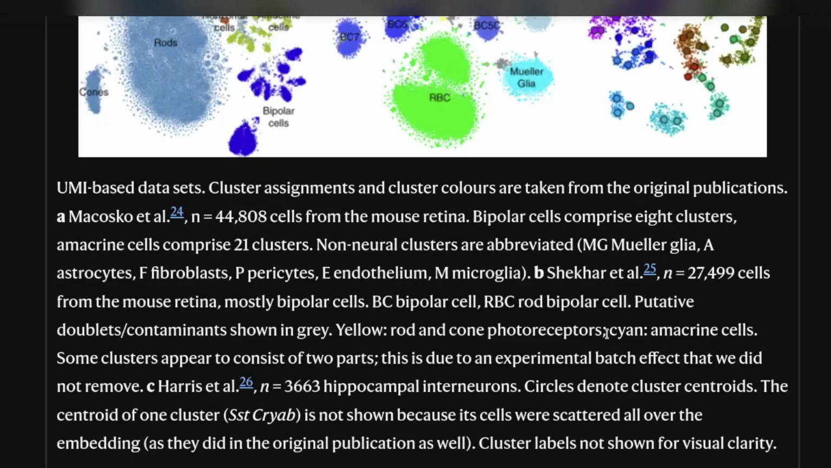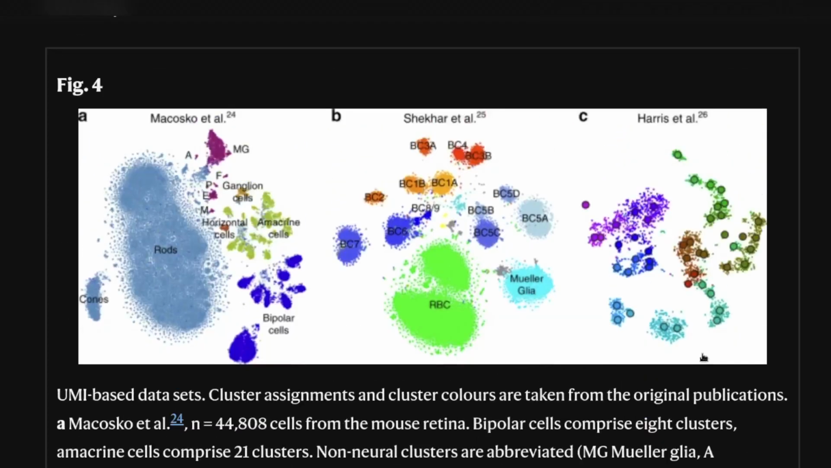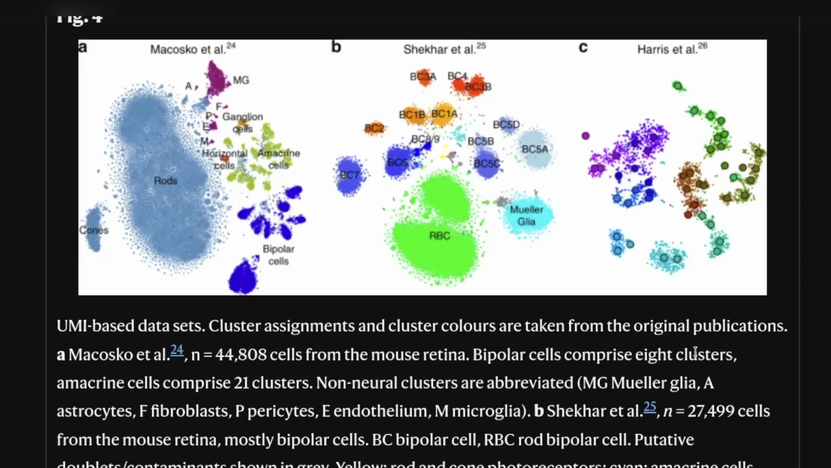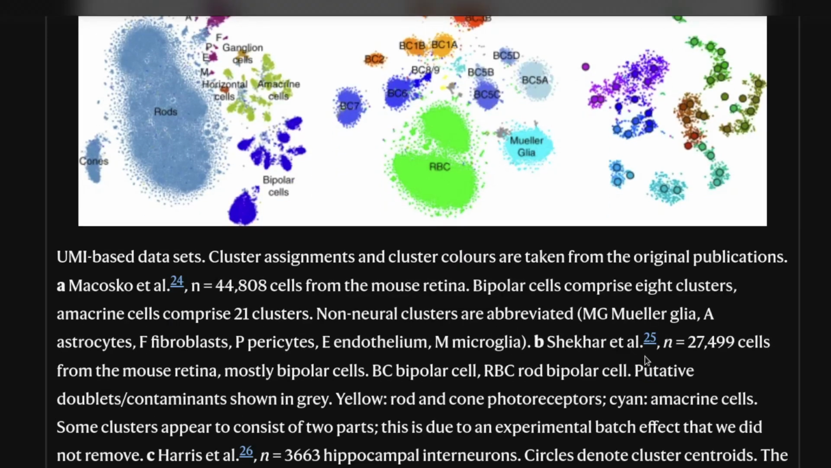Putative doublets and contaminants shown in gray, yellow, rod and cone photoreceptors, cyan, amacrin cells. Some clusters appear to consist of 2 parts. This is due to an experimental batch effect that we did not remove. C: Harris et al. 26. N equals 3,663 hippocampal interneurons. Circles denote cluster centroids. The centroid of one cluster, SST Cryab, is not shown because its cells were scattered all over the embedding, as they were in the original publication as well. Cluster labels not shown for visual clarity.